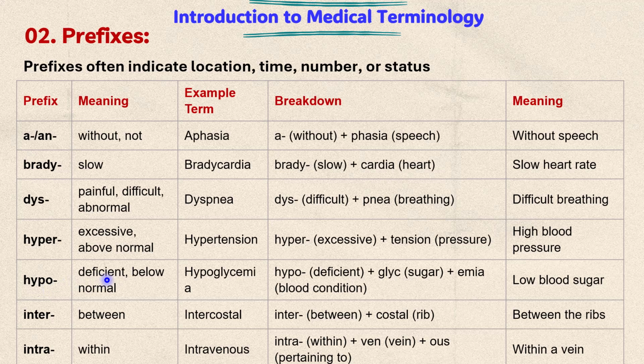Hypo means deficient or below normal. For example, hypoglycemia. Hypo means deficient, gly means sugar, emia means blood condition. So low blood sugar. Inter means between. So example, intercostal: inter means between, costal means rib, so between the ribs. Intra means within. For example, intravenous. Here intra means within, ven means vein, us means pertaining to.